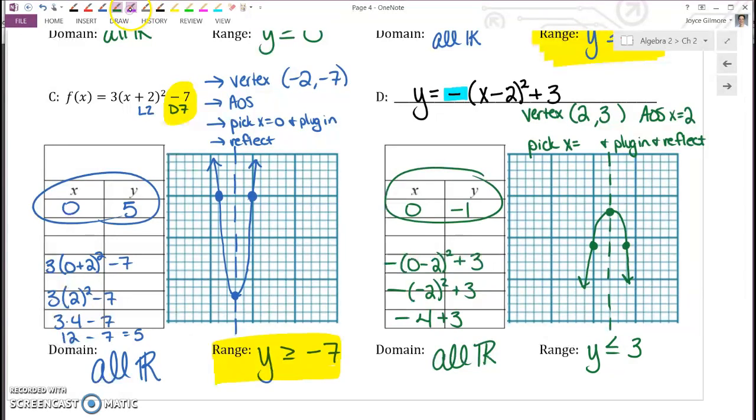So at the bottom of your paper, it would probably be beneficial to write, if your graph opens up, your range is y is greater than or equal to something, and that something is how much the graph moves up or down. If your graph opens down, if it's a hill shape instead of a U shape, your range is going to be y is less than or equal to something. And that something is the vertical translation. Up 3, that number is going to be 3. Down 5, that number is going to be -5.